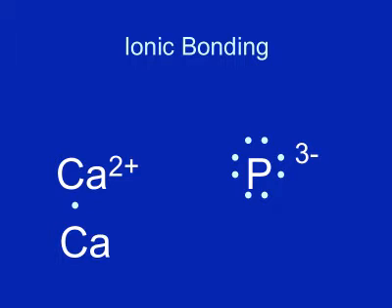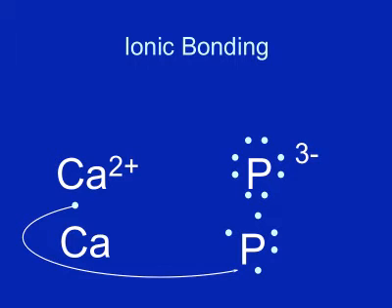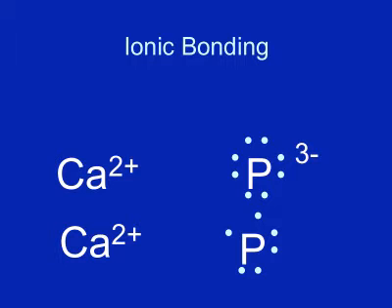But the second calcium's not happy now, right? So we're probably going to need an additional phosphorus. So now calcium's going to give phosphorus that 1 that he has left. So yay, now he's happy. But is phosphorus happy? No, so we probably need another calcium.